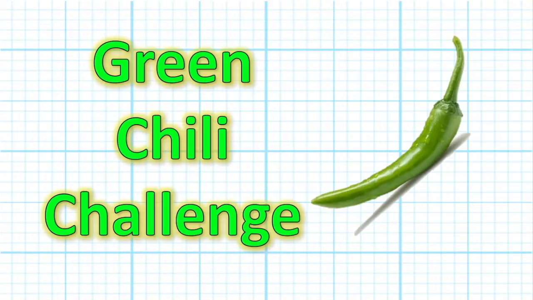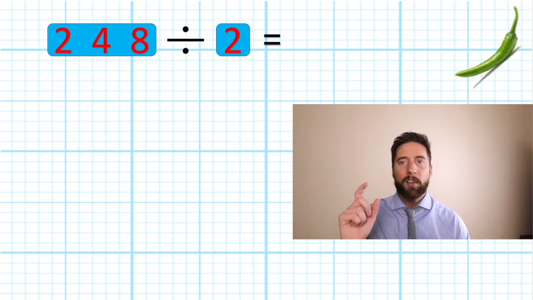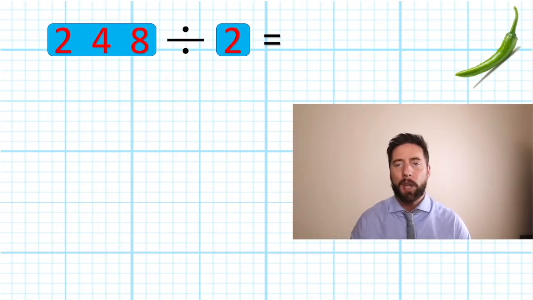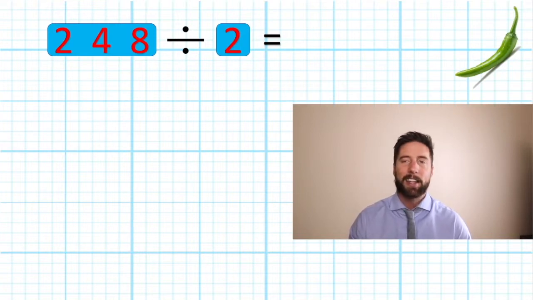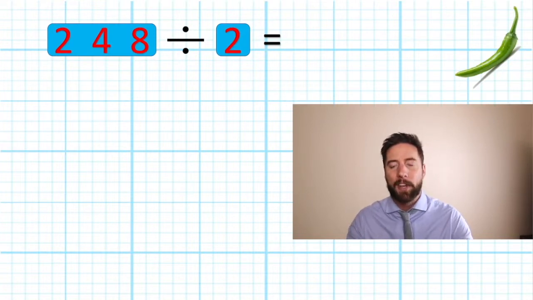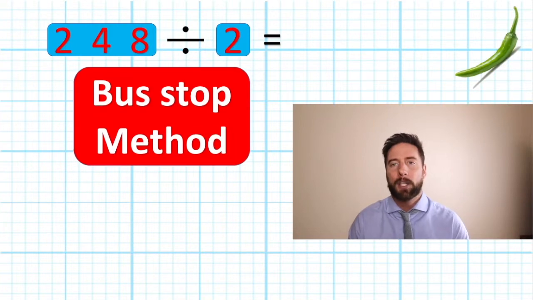But what happens if we get a bigger question? Let's have a look at a green chili challenge. Let's have a look at 248 divided by 2. Now, I don't want to share out 248 lollipops. That's going to take me all day. And I don't want to have to go from my 2 times table all the way to 248. Again, that's going to take me a long time. So we need another method. This method is called the bus stop method.